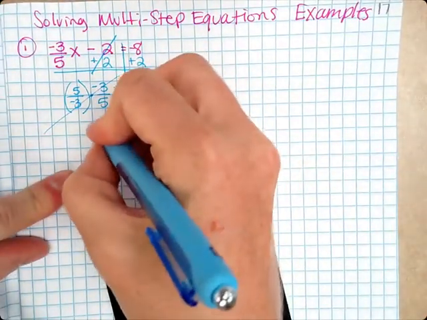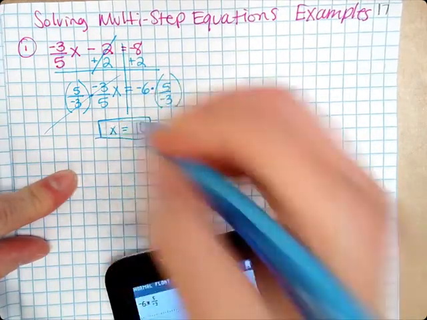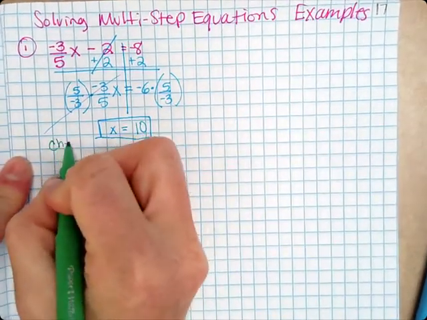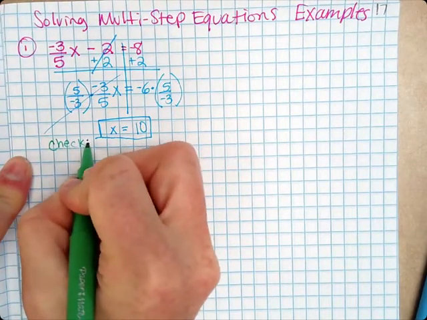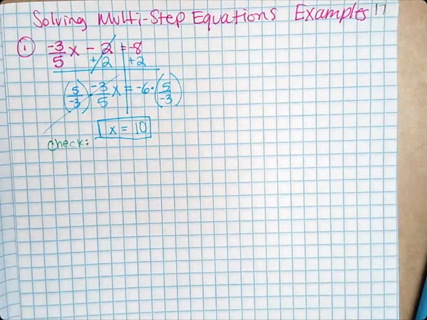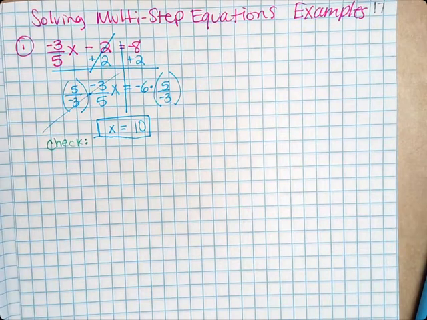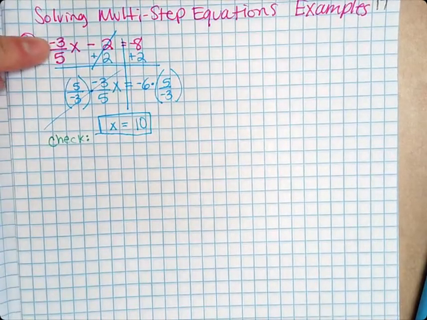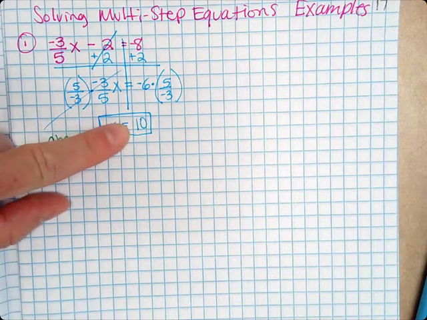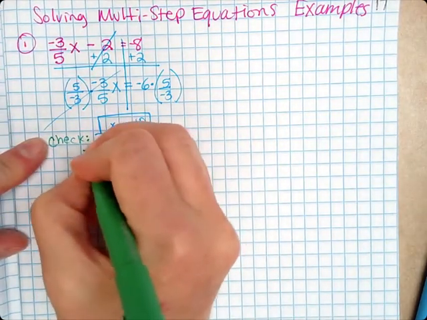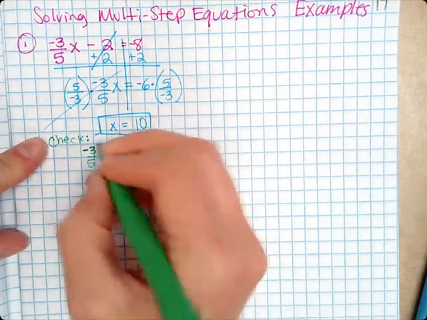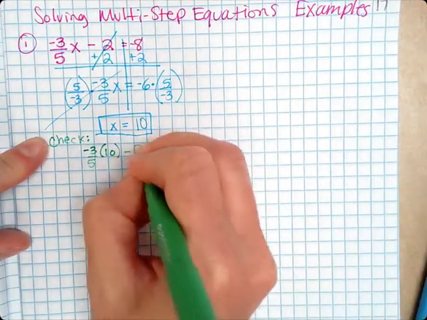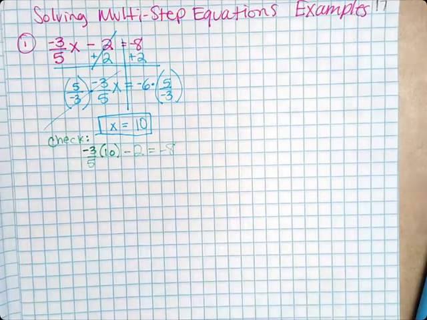Put a box around your answer. Okay, we also need to show checking our work, so put check. To check, we're going to rewrite the original equation, which is up here, but instead of putting x, we're going to put 10. So this will be negative 3 over 5, parentheses 10, minus 2 equals negative 8.